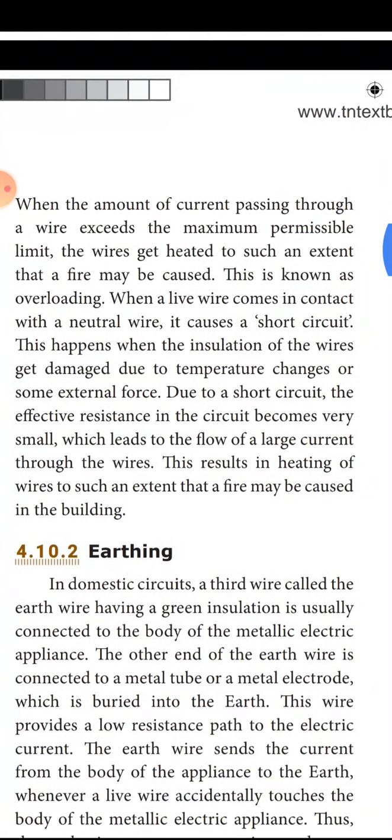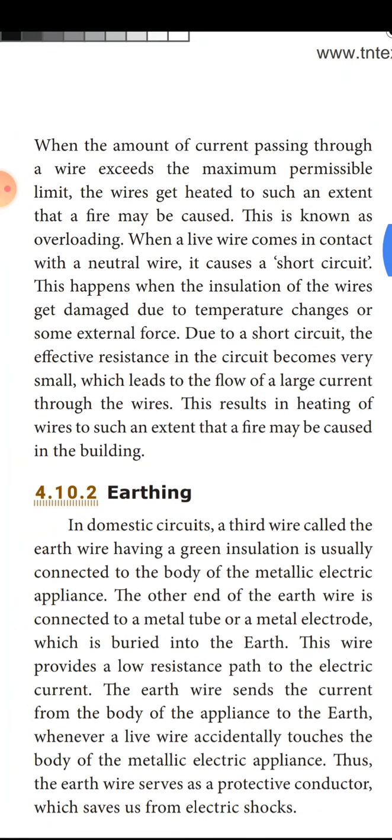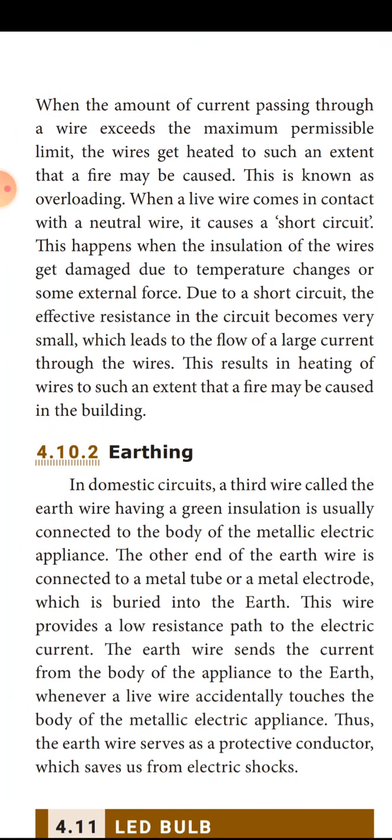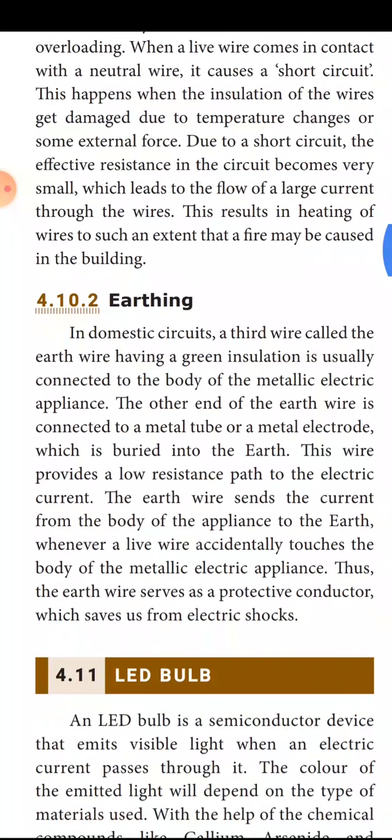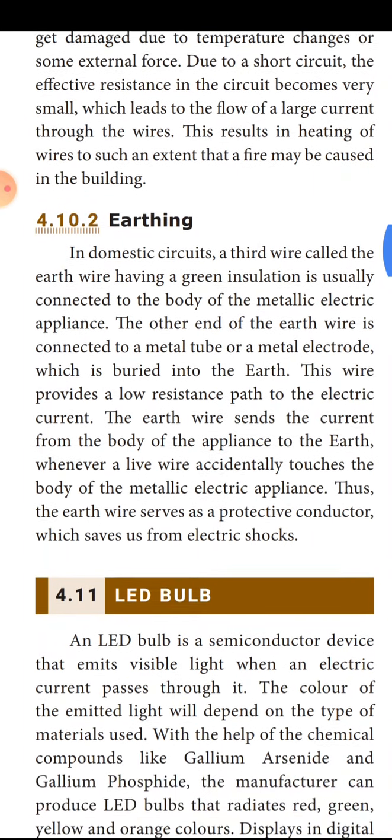So the earthing wire helps here, because the earthing wire has very low resistance, so it will conduct the charges very fast. Whenever the live wire carries more charges, before it gets into overloading or a short circuit, the earthing wire carries those charges and it is buried under the ground by an electrode. This serves as a protective conductor which saves us from electric shocks.